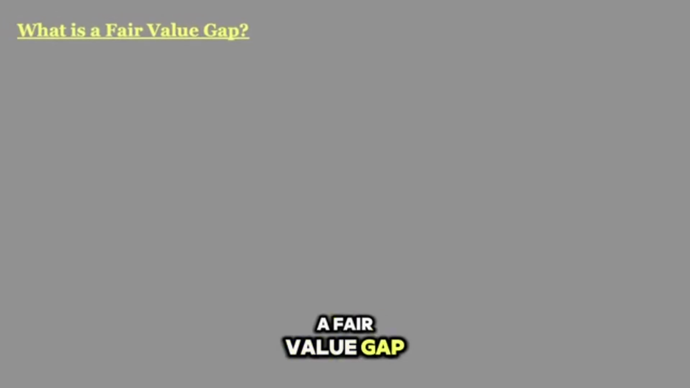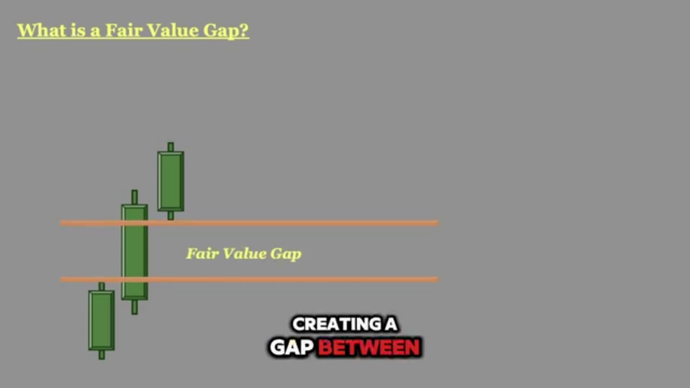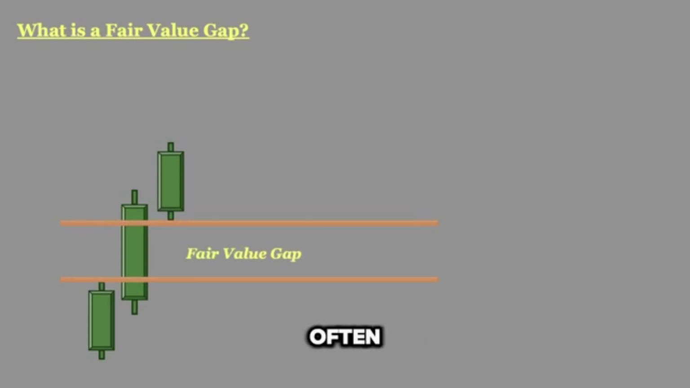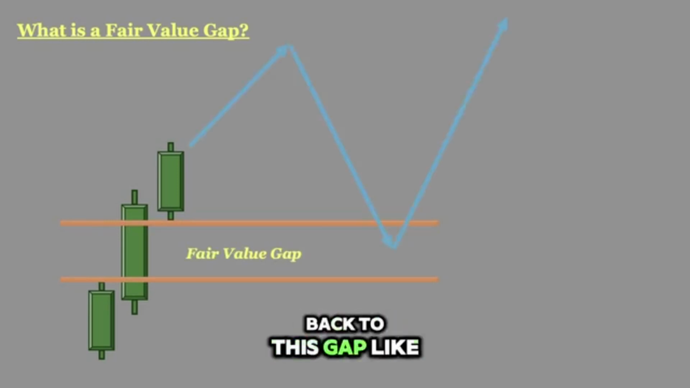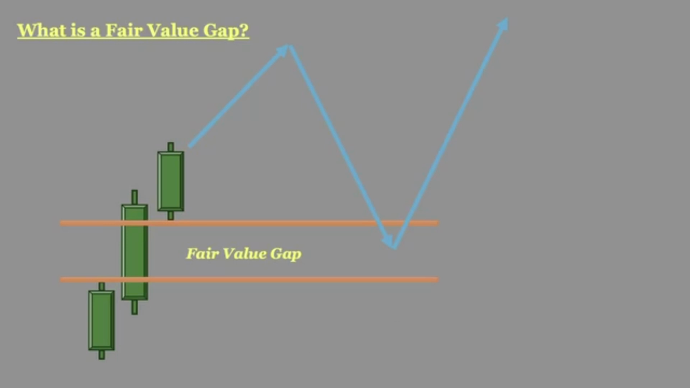A fair value gap occurs when price action moves sharply in one direction, creating a gap between candles on the chart. Often, the price will retrace back to this gap, like a magnet, as it seeks to fill or retest the area. Traders can use this opportunity to enter positions when the price approaches the gap, aiming to catch the bounce and profit from the move.